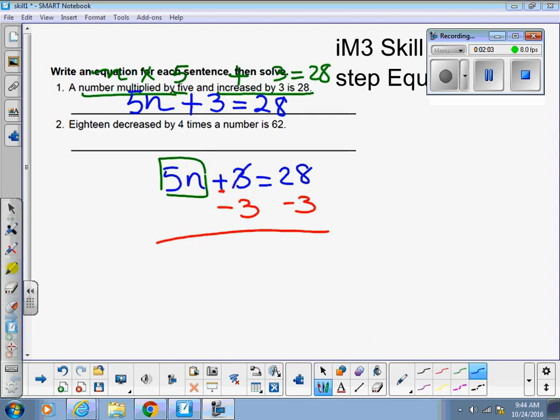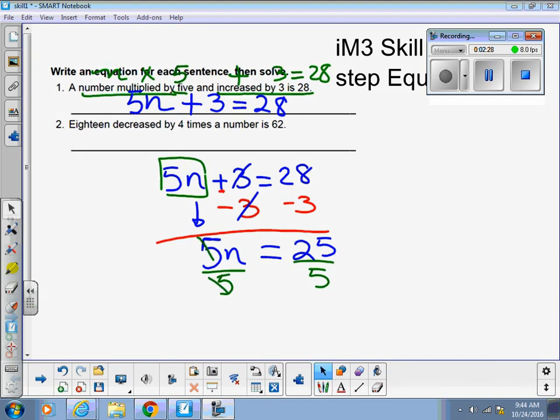So 3 minus 3 is 0, so they cancel out. Write down the 5n. Since we didn't use it, keep your equal sign, and then 28 minus 3 is 25. Now 5 times n, this is multiply. So to undo that multiplication, we need to divide by 5 on both sides. 5 divided by 5 is 1, so technically we're left with 1n is equal to 5. Remember the 1 here we do not need to put, so we just start with n. And that's number 1.